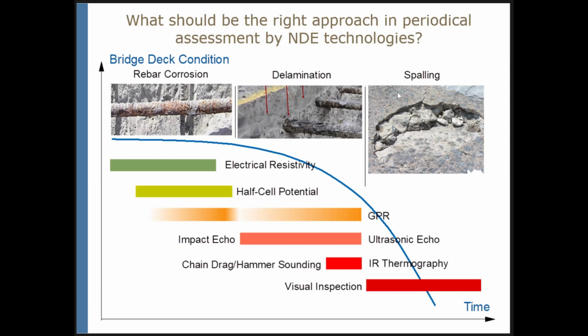Probably the best suited methods to detect delamination are acoustic methods. Probably the most widely used method is impact echo, but we're also using ultrasonic echo. You can also see some other methods, like infrared thermography. It is also a good method, but it is pretty much conditioned by the time of the day when you can do it, and you can typically detect only shallow delamination and also, you may say, relatively wide delamination.